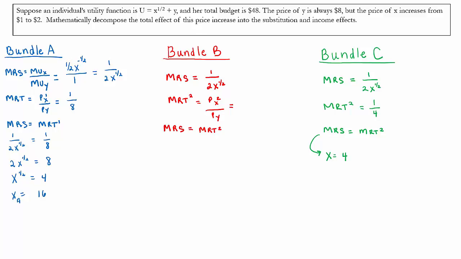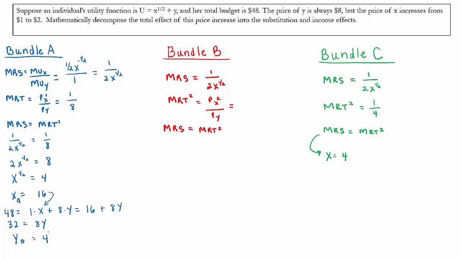To solve for the value of Y, go to the budget constraint. Here, income is 48, so 48 equals the price of X, 1, times X, plus the price of Y, 8, times Y. We know that the value of X is 16, so plugging that in, we get 48 equals 1 times 16 is 16, plus 8Y. This means that 32 equals 8Y, and therefore Y is a value of 4.